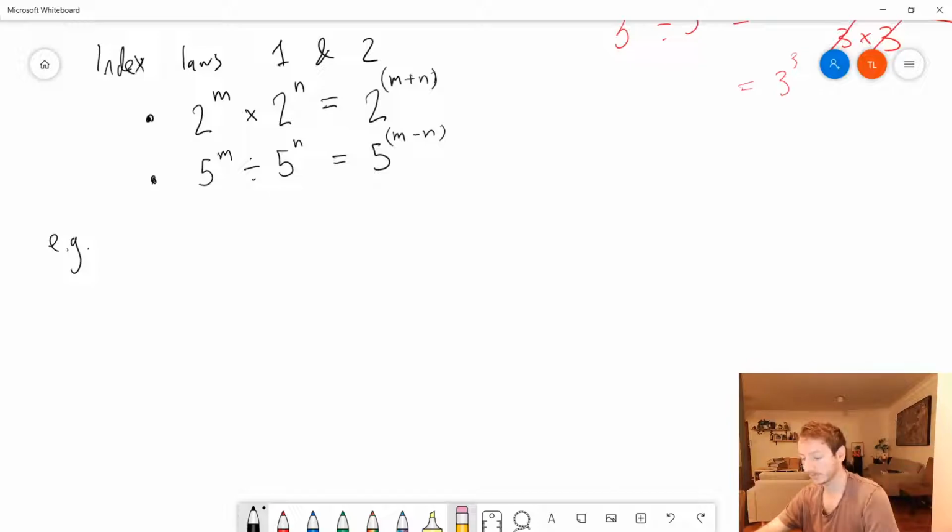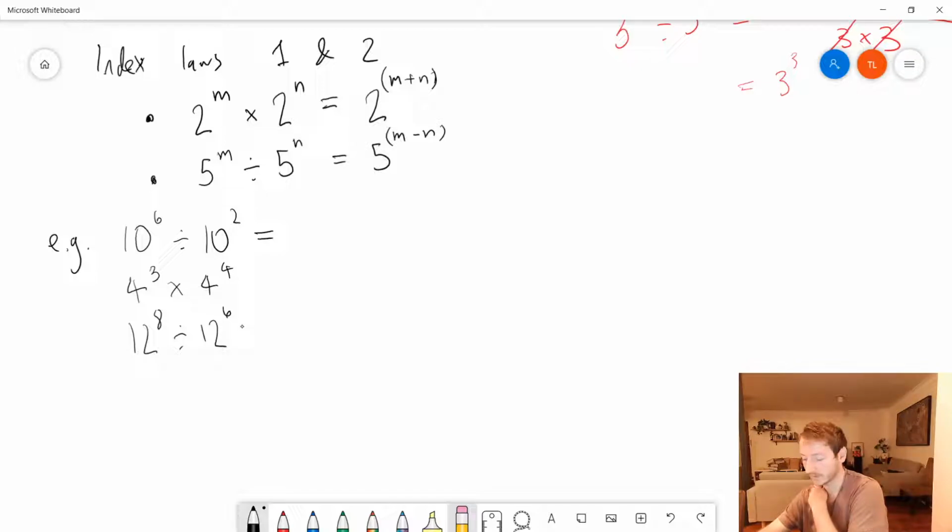Let's say I've got 10 to the power of 6 divided by 10 squared. Let's say I've got 4 cubed times 4 to the 4. And let's say 12 to the 8 divided by 12 to the 6 times 12 to the 4. Alright, I want to write each of these in expanded form.